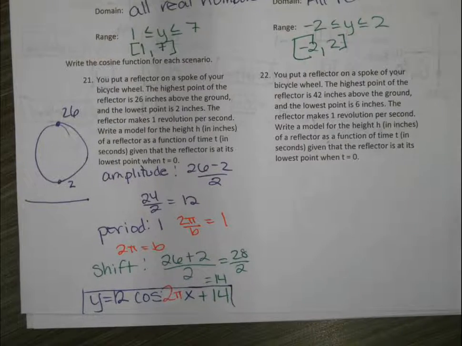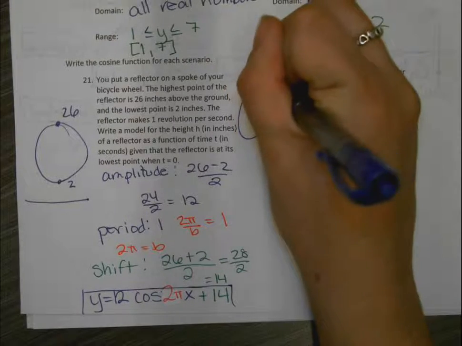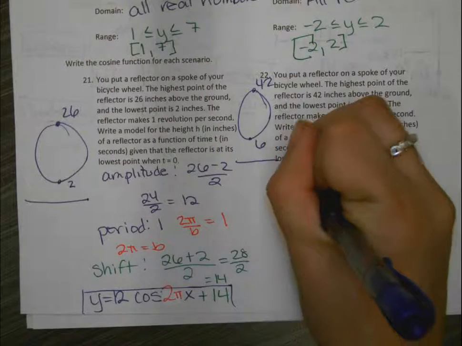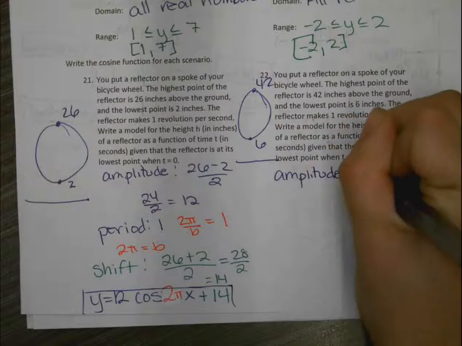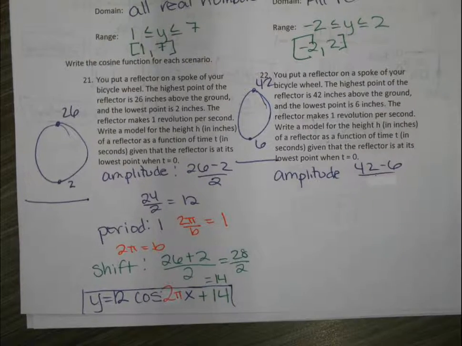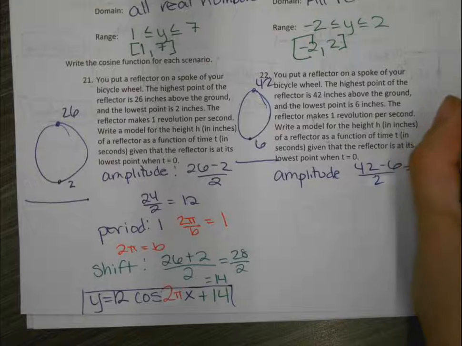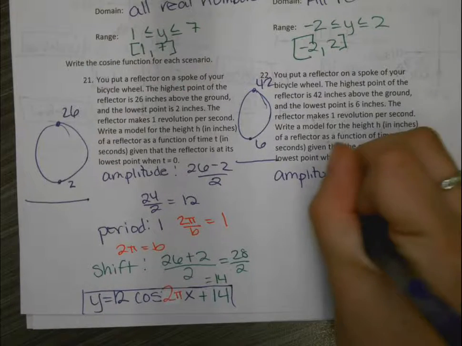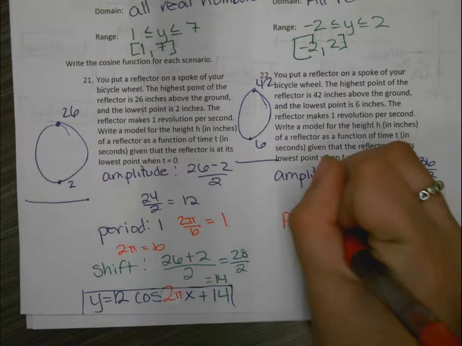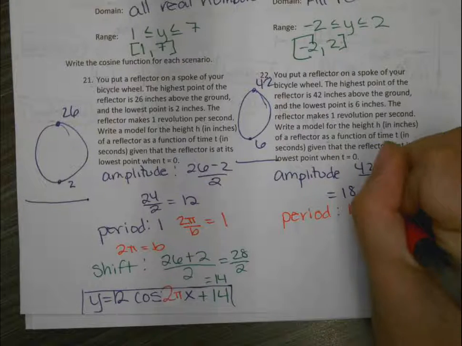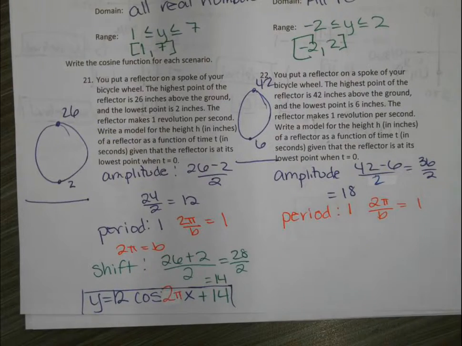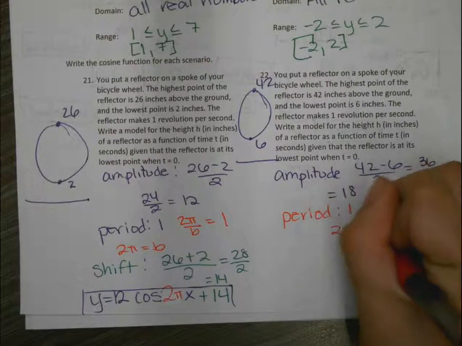Okay. 22 is similar, so I have a circle. The high point is 42, the low point is 6, and then the ground is like way down there. So to find my amplitude, I subtract the 2 and divide by 2. 42 minus 6 over 2. So I get 36 over 2, which is 18. Then I'm going to find the period. It tells me it's 1 revolution per second. So I have 1, and then I solve for b. So 2 pi over b equals 1. Cross multiply, I get 2 pi equals b.